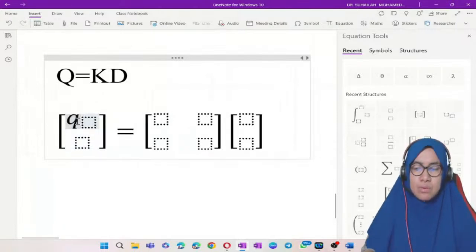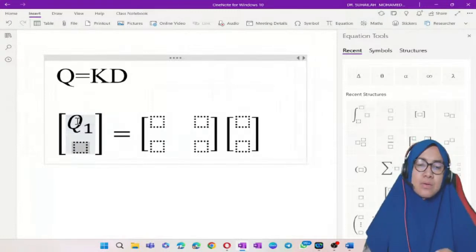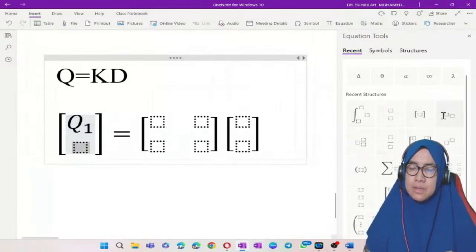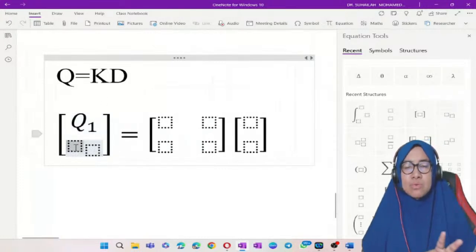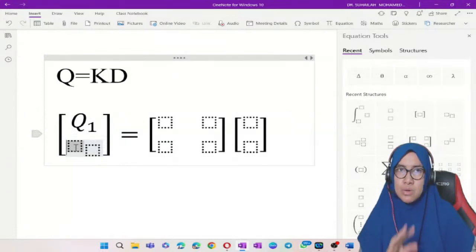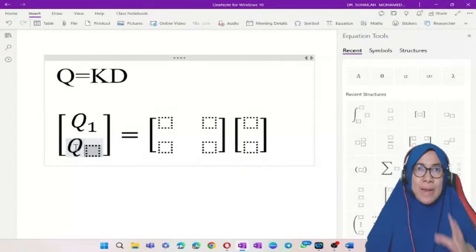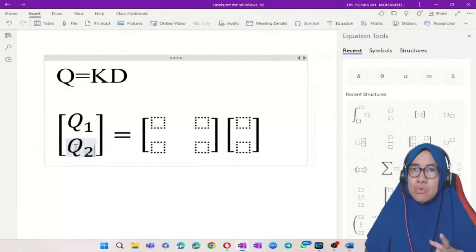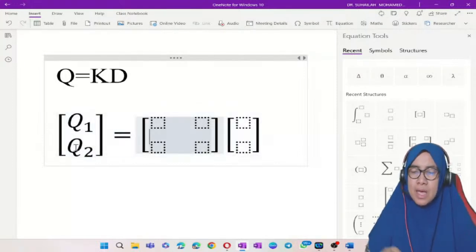This is capital Q, we use capital. Q1 and Q2 are not reactions. Reactions start from Q3. That means we have to replace Q1 and Q2 with numbers.